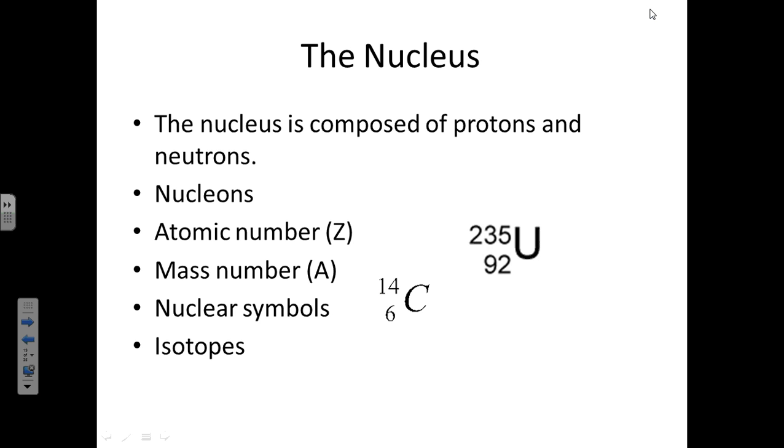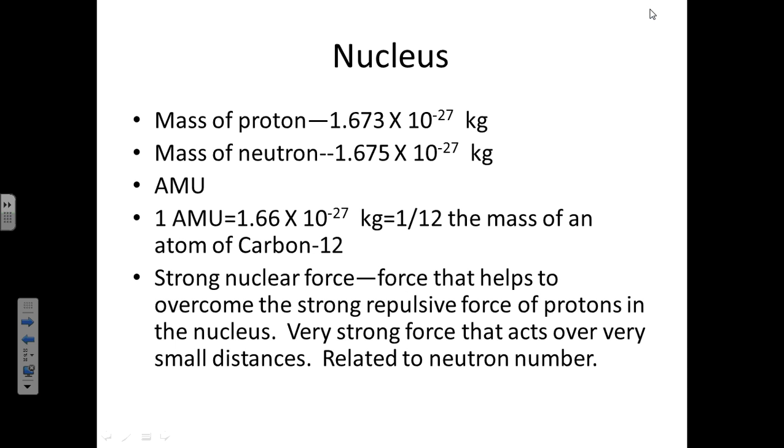So atomic number always tells us what? Number of protons, and mass number always tells us protons plus neutrons. So carbon, for example, 6 protons, and 14 minus 6, 8 neutrons. Those are called nuclear symbols. Now remember, isotopes are like carbon 14 and carbon 12. What's the difference between those two? Numbers of neutrons. Straightforward stuff on that slide.